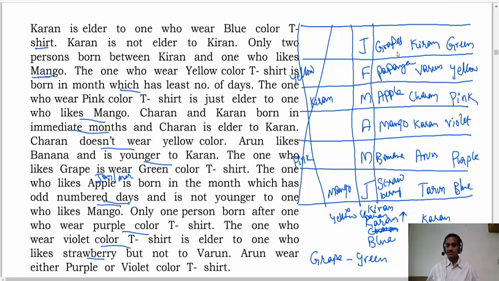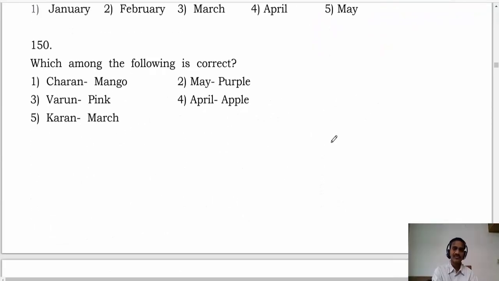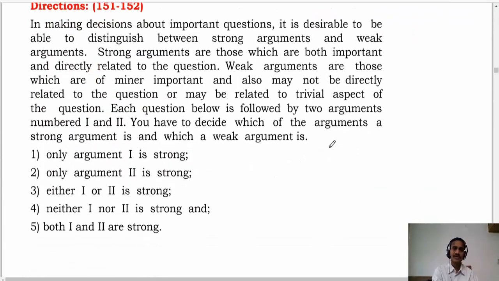Now this is about question numbers 146 to 150. January, Feb, March, April, May, June. Grapes, Kiran, green; papaya, Varun, yellow; apple, Charan, pink; mango, Karan, violet; banana, Arun, purple; strawberry, Tarun, blue. Now 146 to 150. Then 151 onwards.